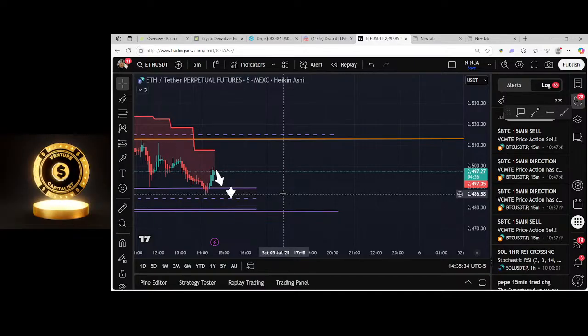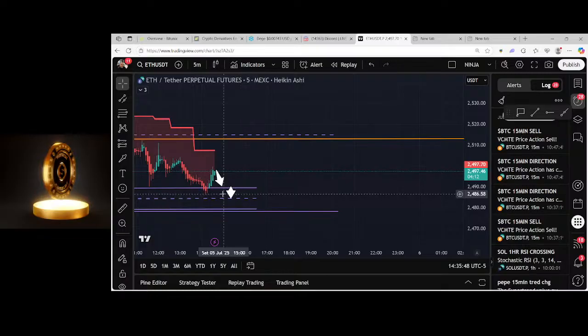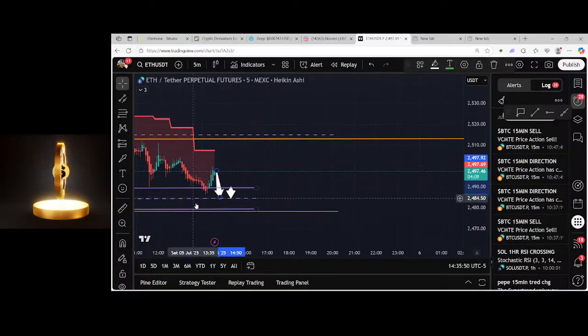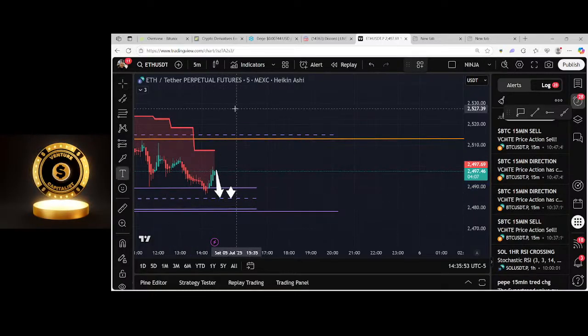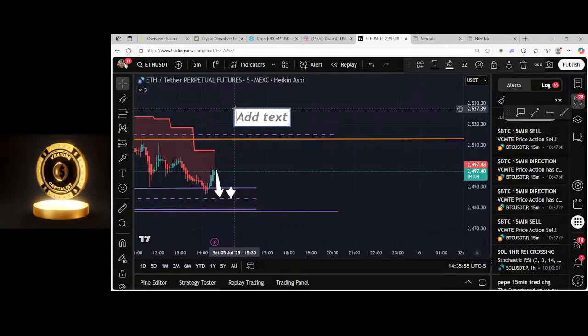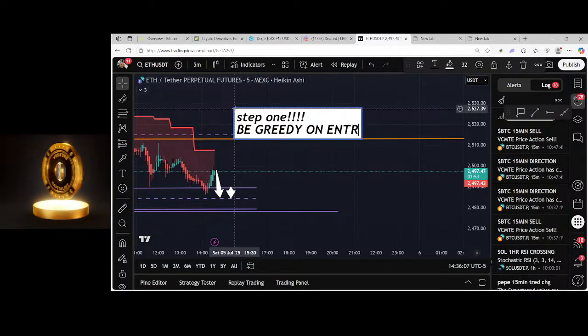The goal here, and what I found interesting, was that you said the biggest mistake was being greedy, right? Normally being greedy means it's good to be greedy. You need to know when to be greedy, and if you're going to be greedy, it should be on your entry. So let me put step 1: be greedy on entry. Okay.